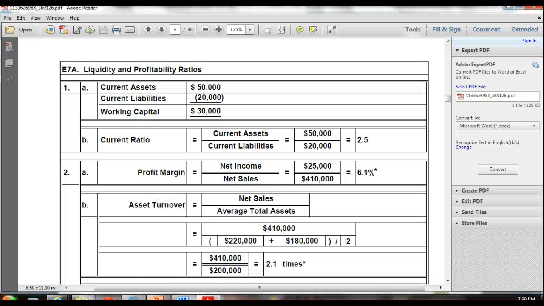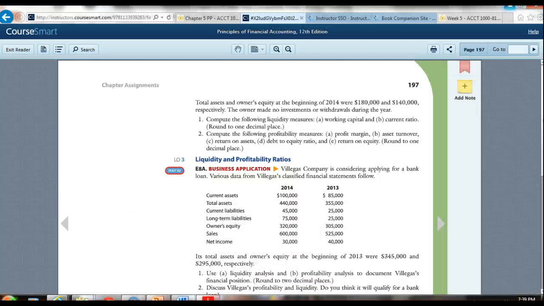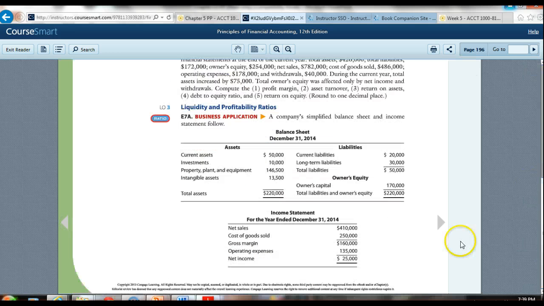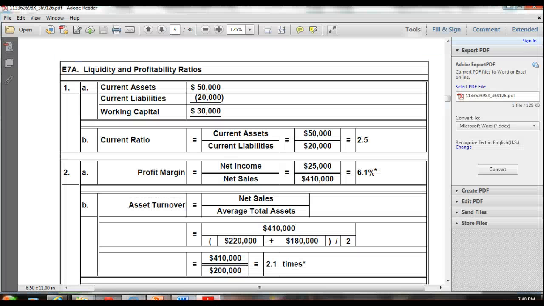So if we go here, we see our net income. Let's go back here. Our net income on our income statement shows net income is 25,000, doesn't it? And our net sales are 410,000. So our profit margin of net income divided by net sales, 25,000 divided by 410,000 equals 6.1%.